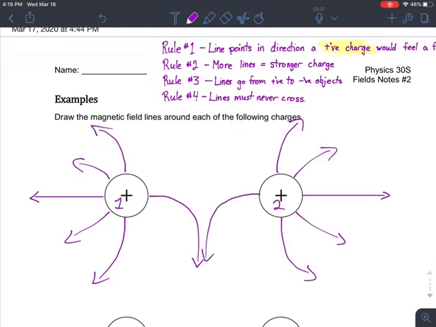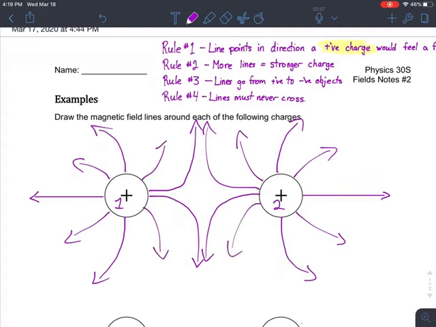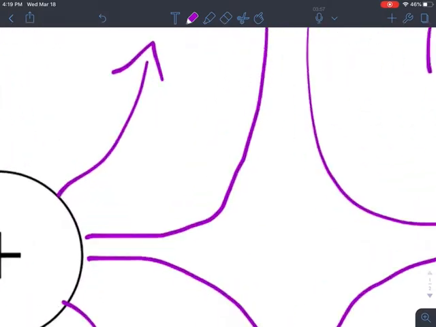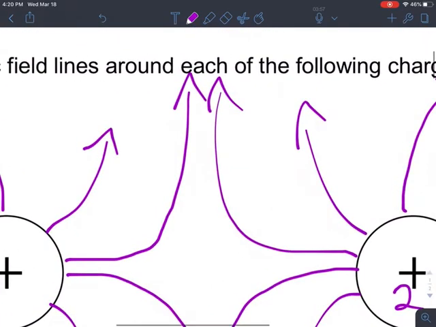Remember rule 4. These lines must never cross. If it was just slightly above, it would look like that and like that. And we can add a few more lines, and it's being repelled from charge 1 and charge 2 all the time. And that's good enough. Then we're done. So what do these lines represent? These lines represent, at any point, what a positive charge would feel at that moment.